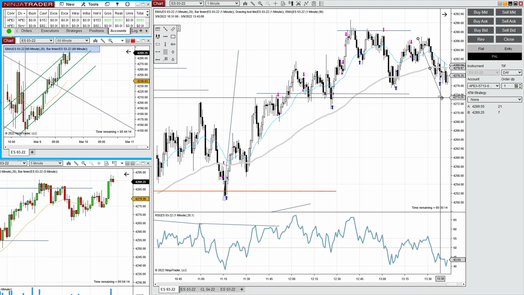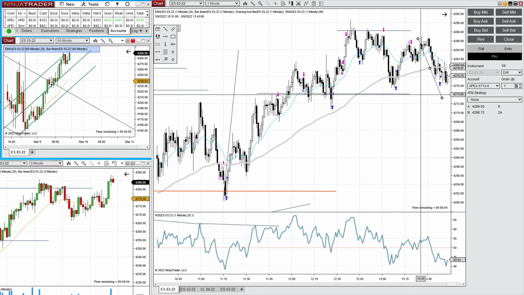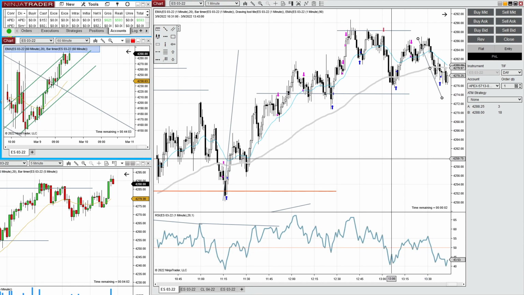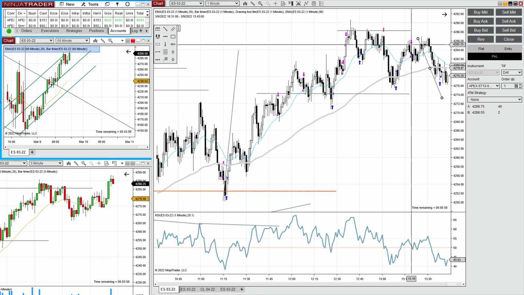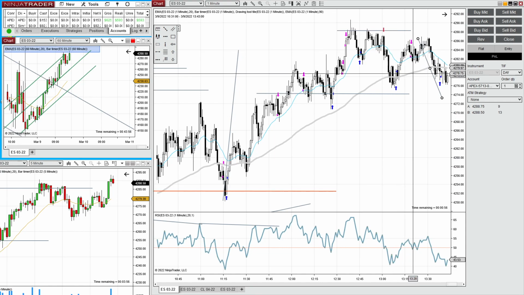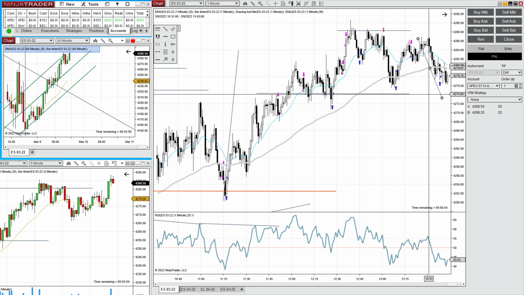So I'm thinking to put my target at 73. But since I already took off one contract, I'm not in much risk. So I decide to go big. I move my profit target all the way down here at the opening and see what happened.